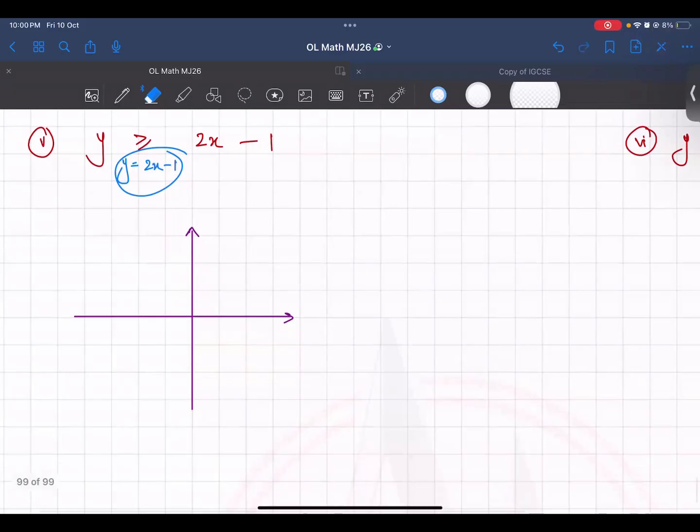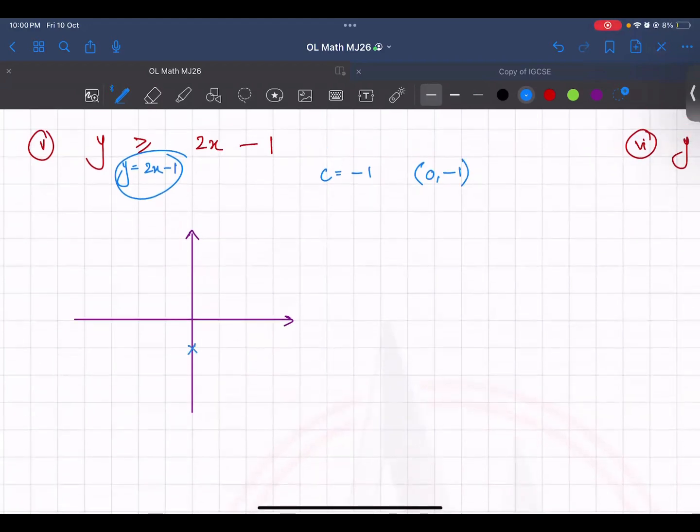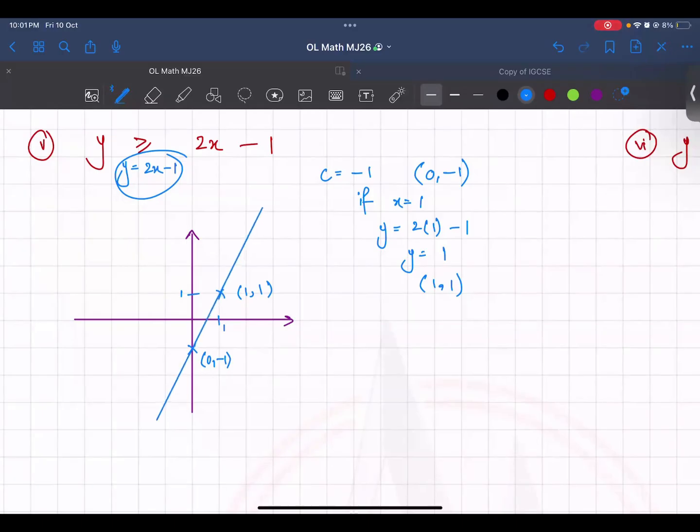You already have the y-intercept. We can see the y-intercept, the value of c. The value of c is minus 1. So your graph is passing through 0 comma minus 1. And you can find any other point. So let's suppose your x is 1, so y would be equal to 2 times 1 minus 1. So y is equal to 2 minus 1, which is 1. So if your x is 1, your y is also 1. So which is this point? And now you can join it with a straight line. I told you forget about the inequality. You just sketch the thing that you have.